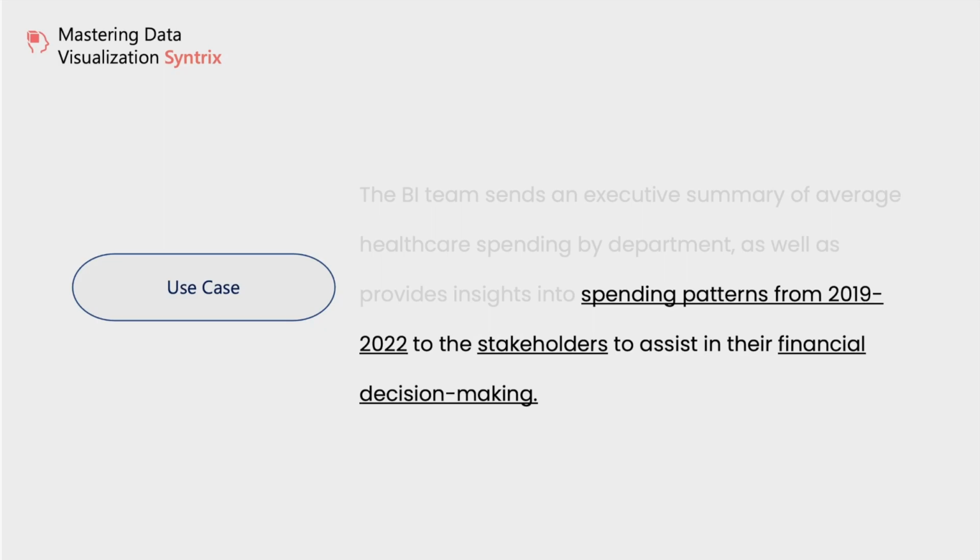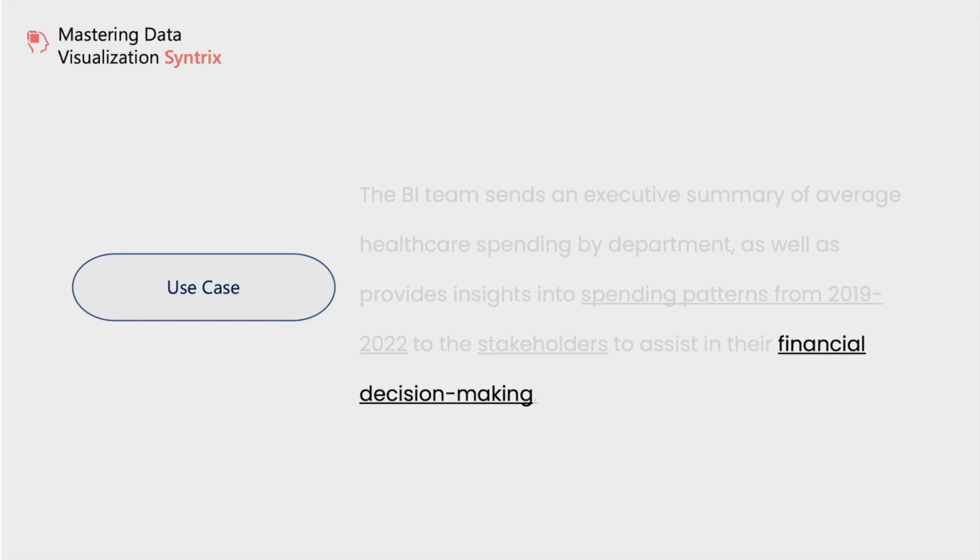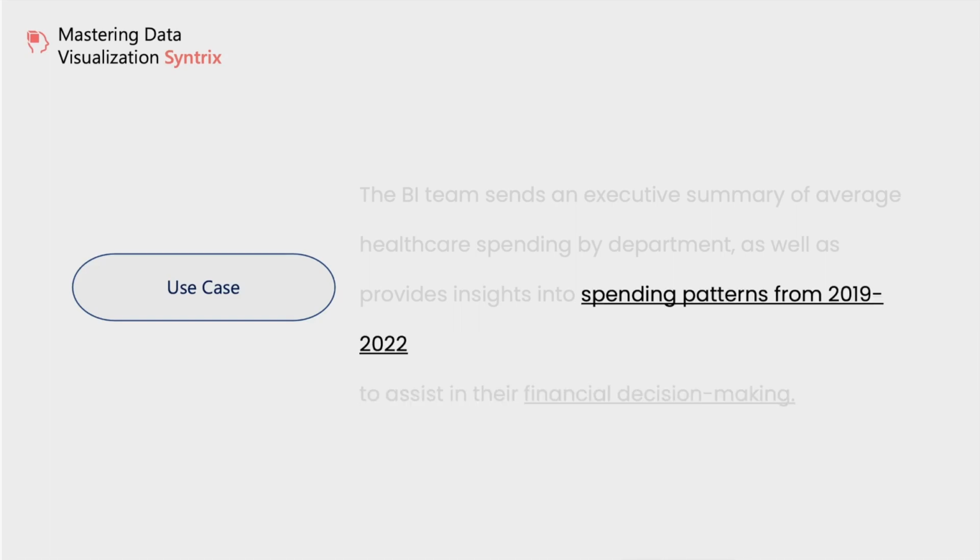First, the stakeholders. This is the who. This is going to be the selected healthcare departments. Then we're going to look at the financial decision making, which is the what. We want to help them identify areas of improvement. How are we going to do that? By showing them the average spending by department between 2019 and 2022.